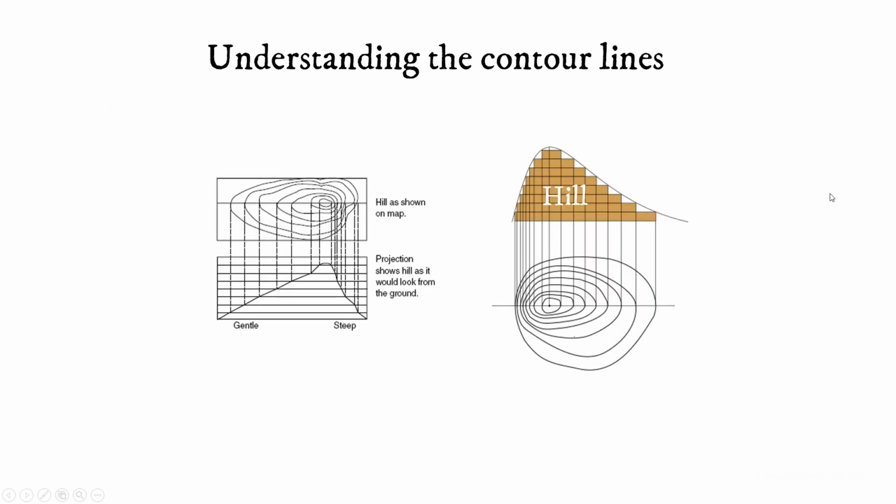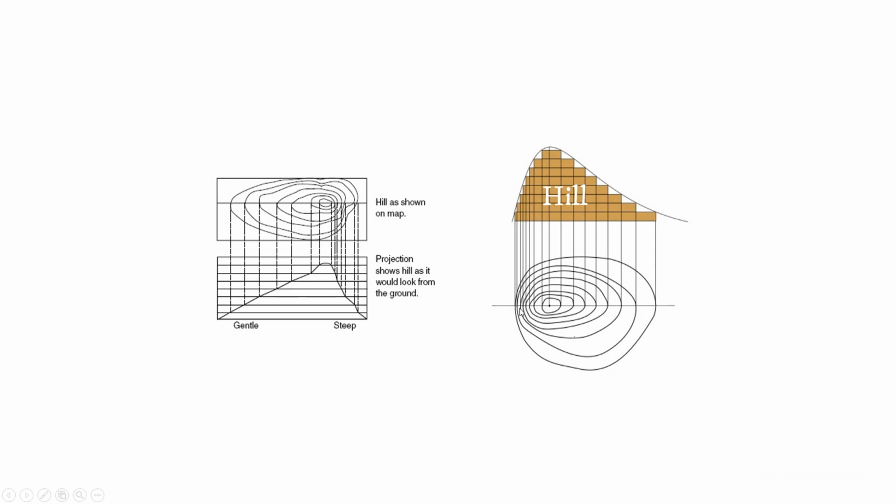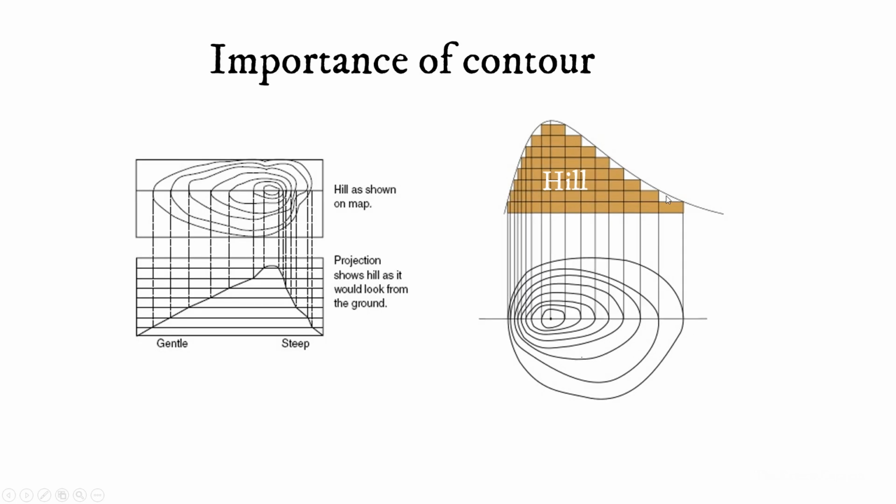As we can see, the slope to the right side of this hill is gentle and gradual, which is represented by widely or well spaced contour lines. To the left side of this hill, the slope is quite steep and it is represented by closely spaced contour lines. Each of these contour lines connects all those points on the map which are at the same elevation from the mean sea level. Why are the contour lines important to us?